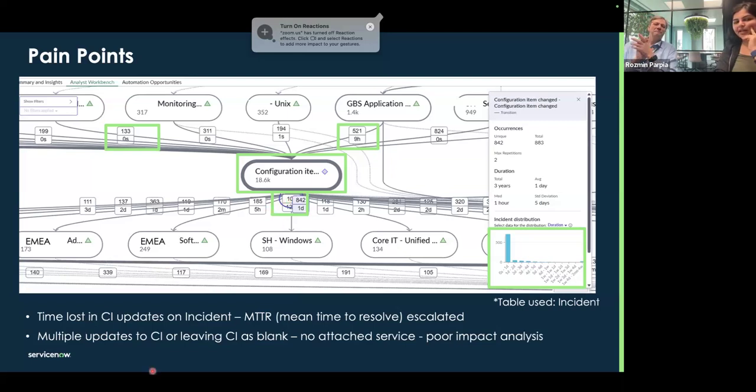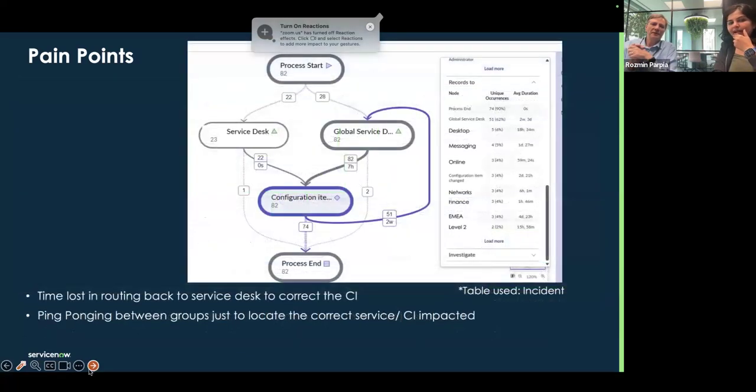So this would be a good pain point to show to your executive to get the sponsorship for implementing CSDM. That's right. And then on this one, what I want to stress again is that the CI is being changed, but you can see that it's taken 2 weeks. There's this feature in process mining called records to and from. So if you click on any box on the process map, any node, you're able to find where the records are going to and where they're coming from.